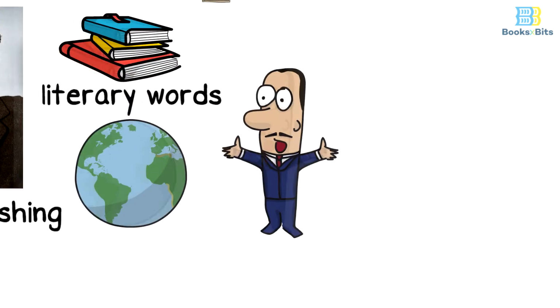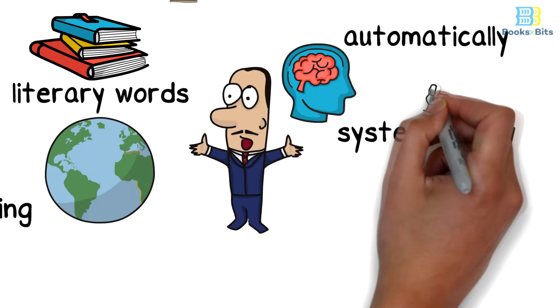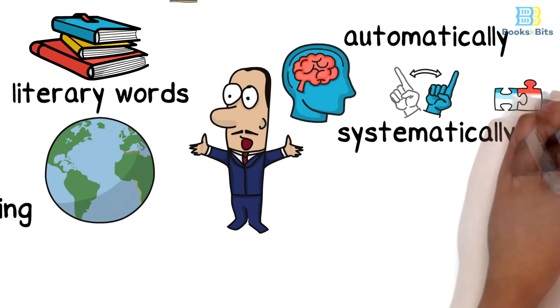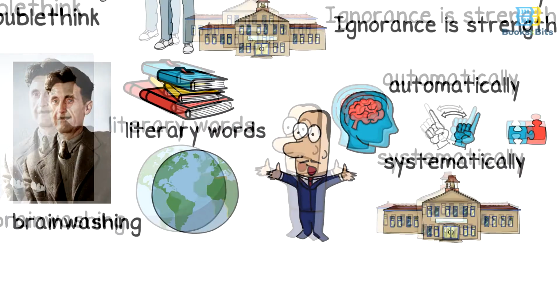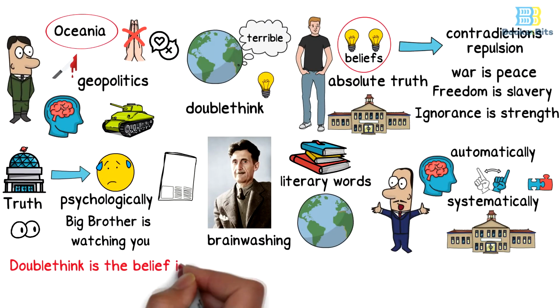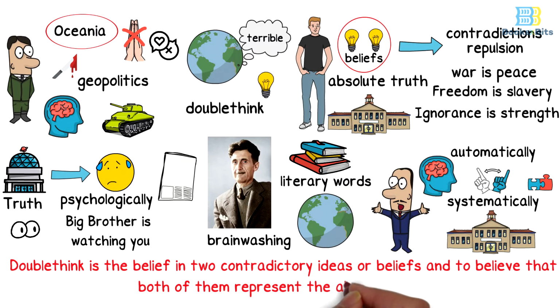As people learn this kind of thinking automatically and systematically, they also compete in order to conform with the prevailing beliefs, or to gain favor within the ruling party. Bit to remember: doublethink is the belief in two contradictory ideas or beliefs and to believe that both of them represent the absolute truth.